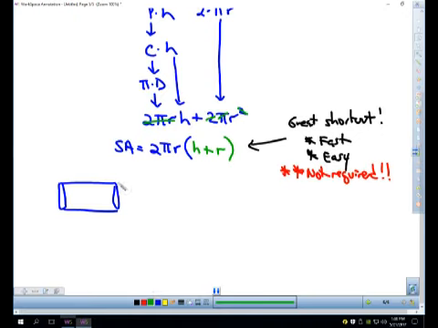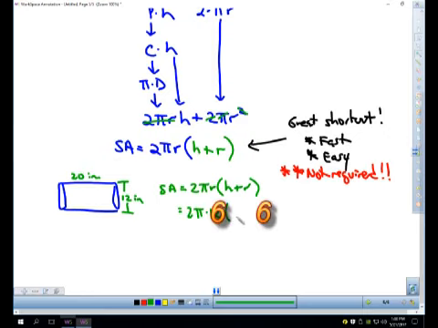So here's me using the formula real quick here. Alright, I've got a diameter of 12 and I've got a height of 20. Remember, the height is the distance in between bases. Alright, and so my surface area formula is just going to be 2 times pi times the radius. The radius would be 6 in this problem, times the height of 20 plus the radius of 6.